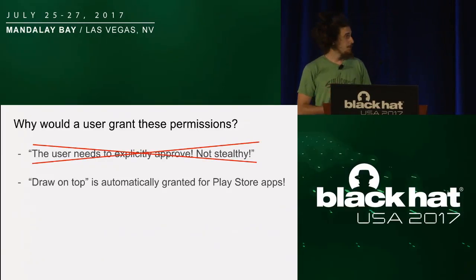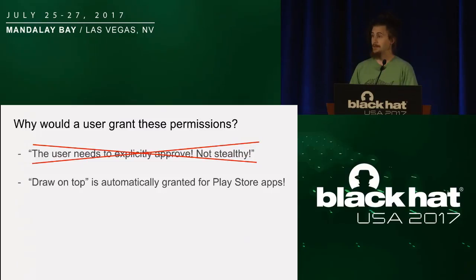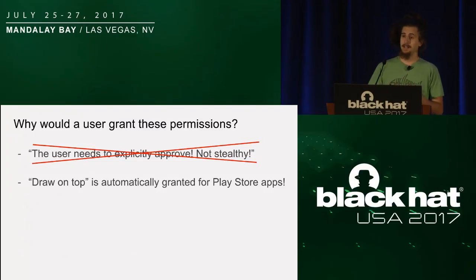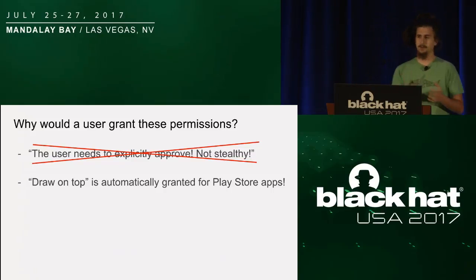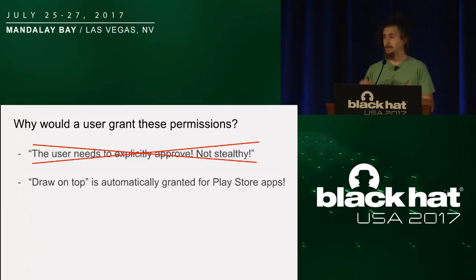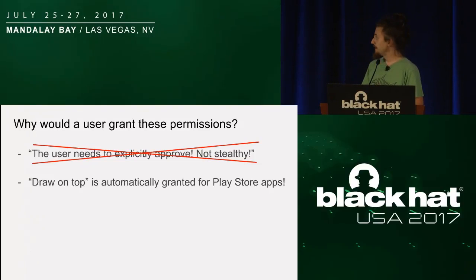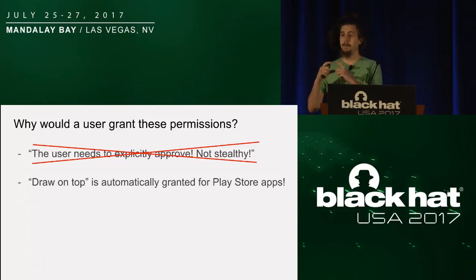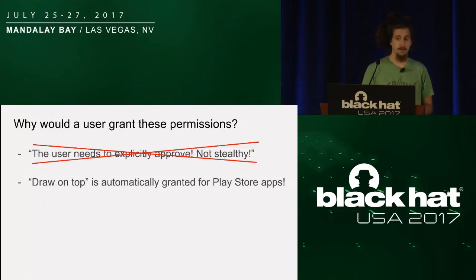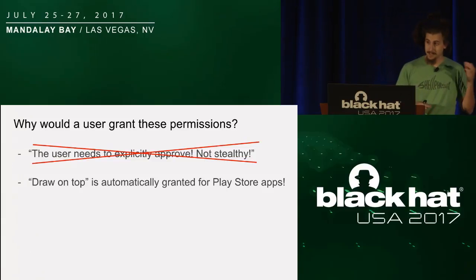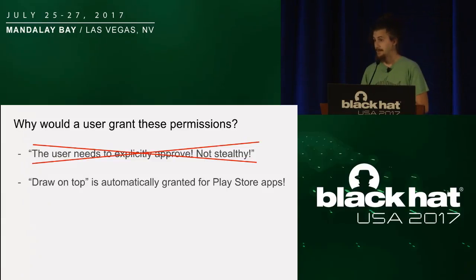What we found is that the draw-on-top permission is actually automatically granted for applications coming from the Play Store. The reason is that before Android, I don't remember which version, the draw-on-top permission was considered a normal permission, but then Google understood that it's actually quite powerful, and so it classified it as a dangerous one. Unfortunately, there are so many apps and so many users rely on this permission that our understanding is that Google didn't want to explicitly have pop-ups bugging users. And so as of now, if an app asks for this permission and it's installed from the Play Store, it's going to get it automatically.